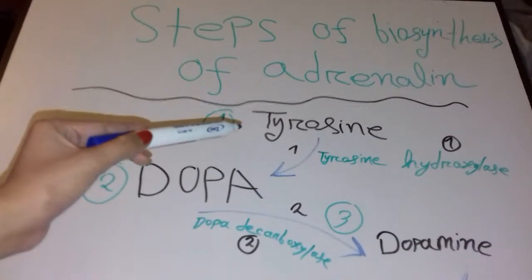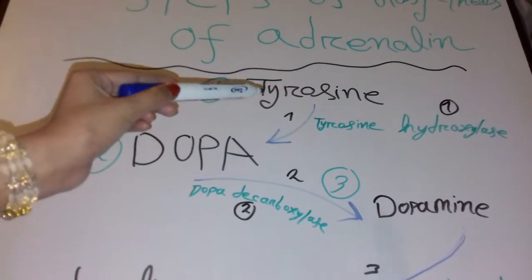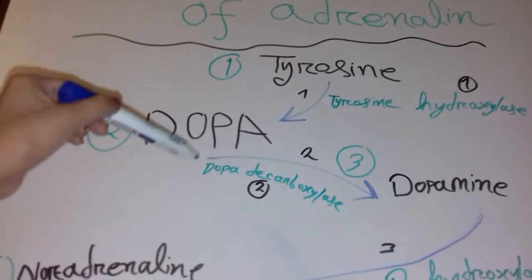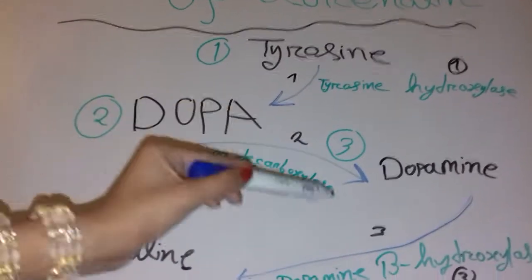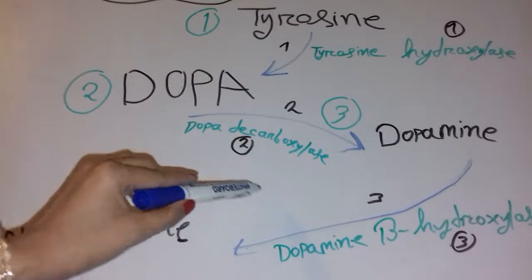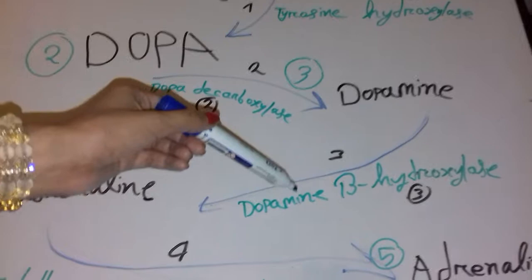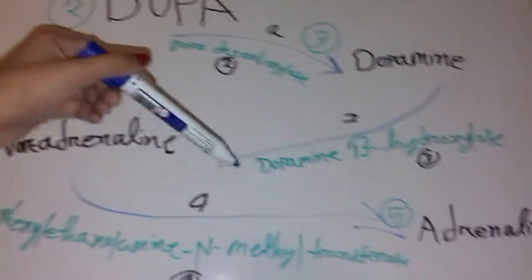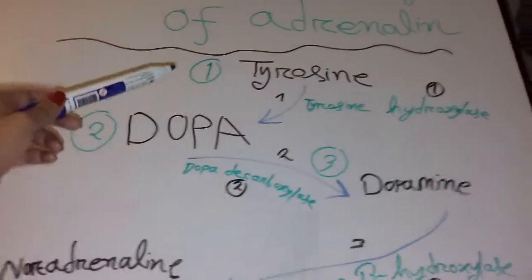Steps of biosynthesis of adrenaline. Here, tyrosine becomes dopa by the action of tyrosine hydroxylase. Then dopa becomes dopamine by the action of dopa-decarboxylase. Dopamine becomes noradrenaline by the action of dopamine beta-hydroxylase, and noradrenaline becomes adrenaline by the action of phenylethanolamine N-methyl transferase.